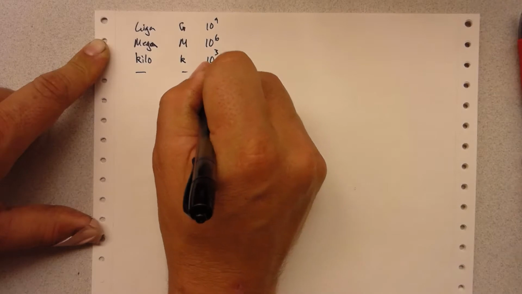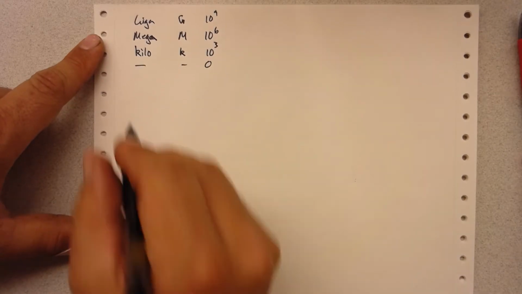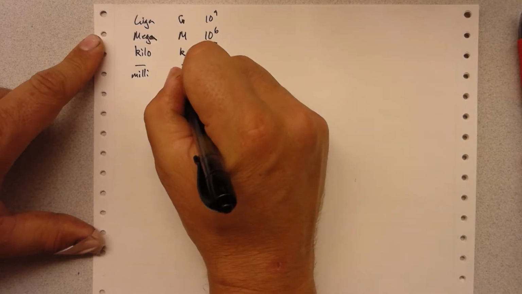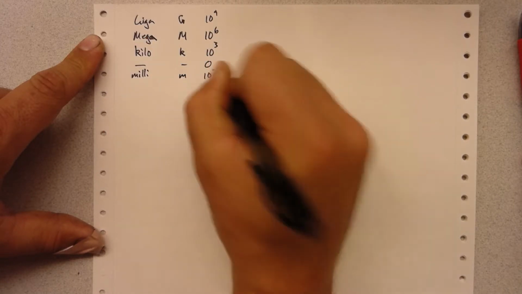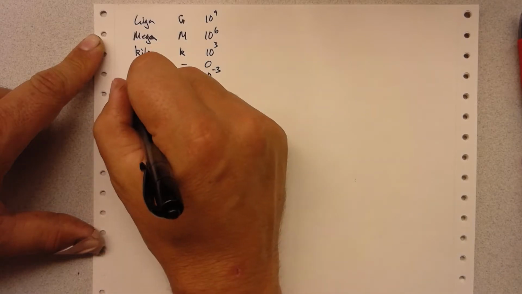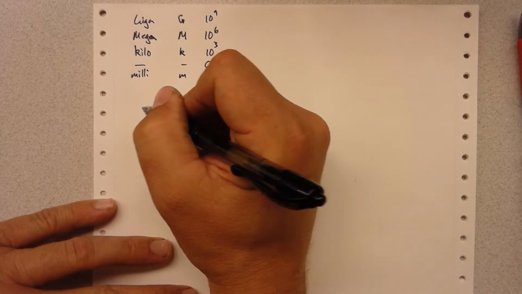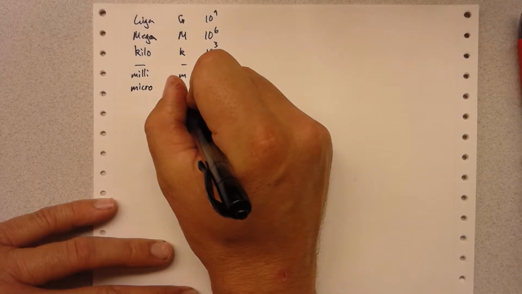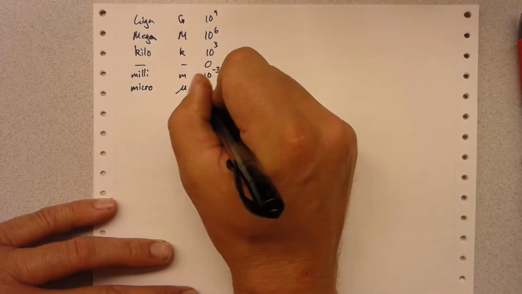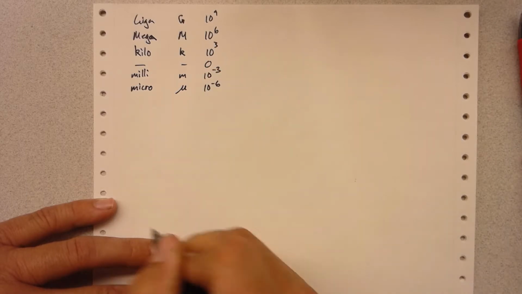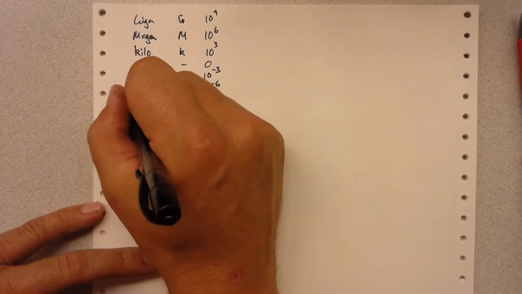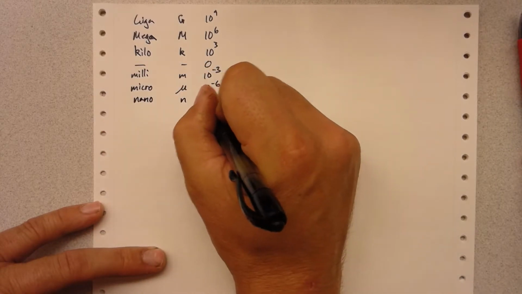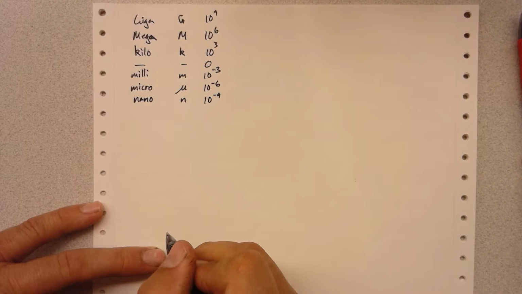We've got nothing for 0. We have milli, little m, for 10 to the minus 3. We have, anybody know what's next? Micro, which is the lowercase mu, 10 to the minus 6. Nano, that's lowercase n, 10 to the minus 9.